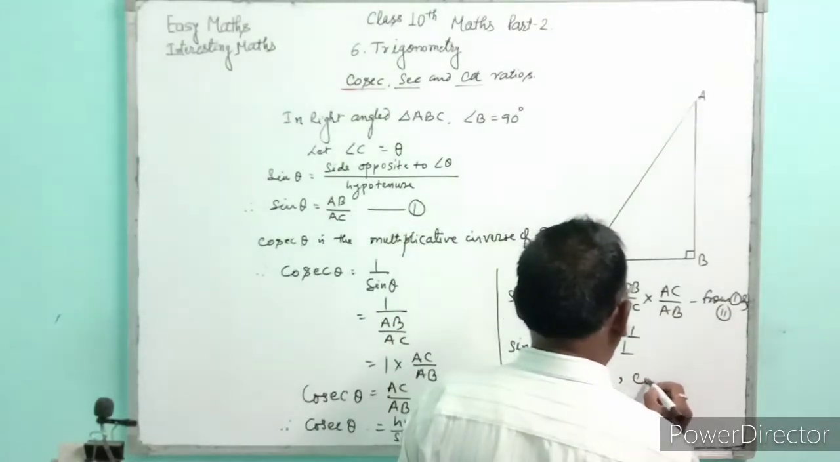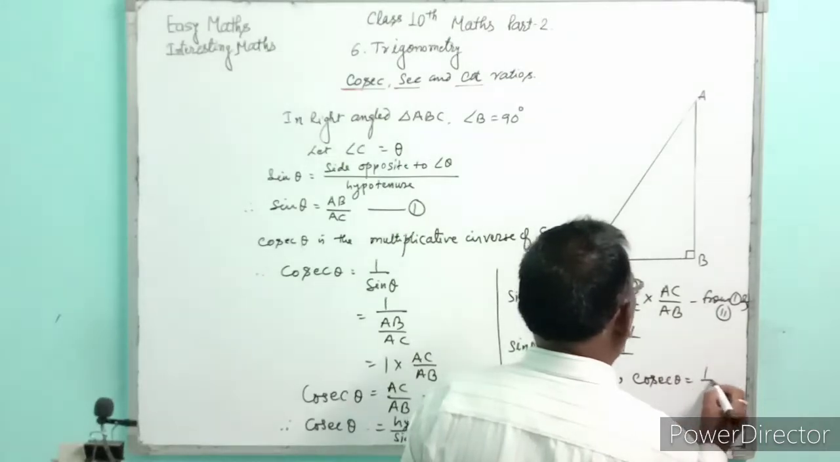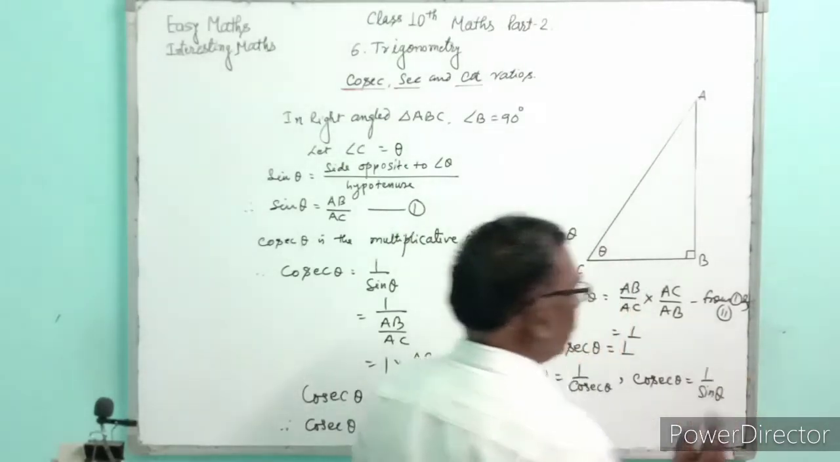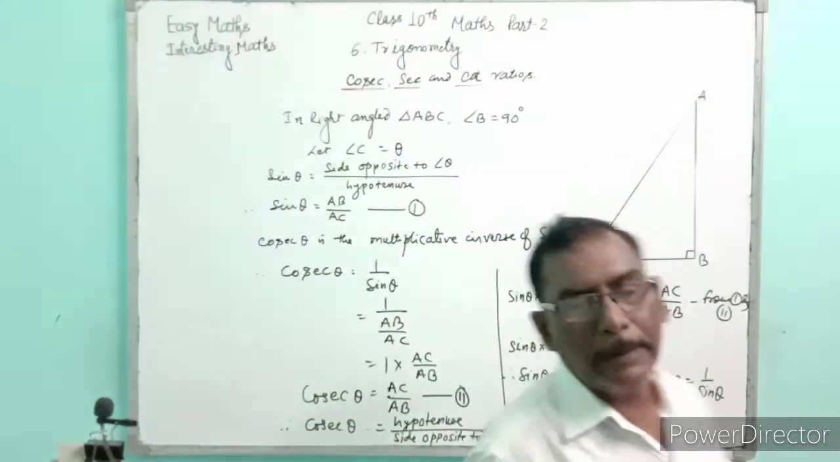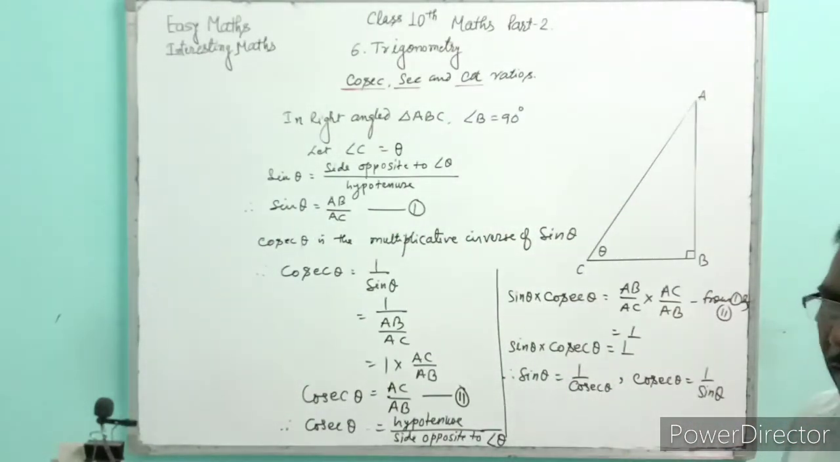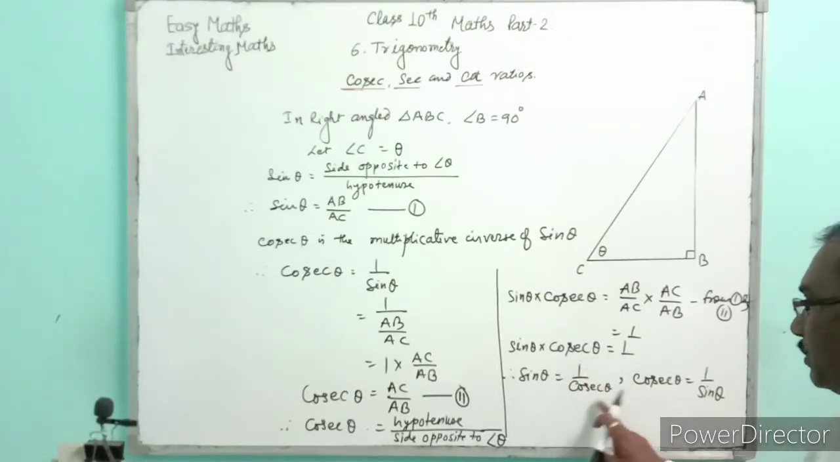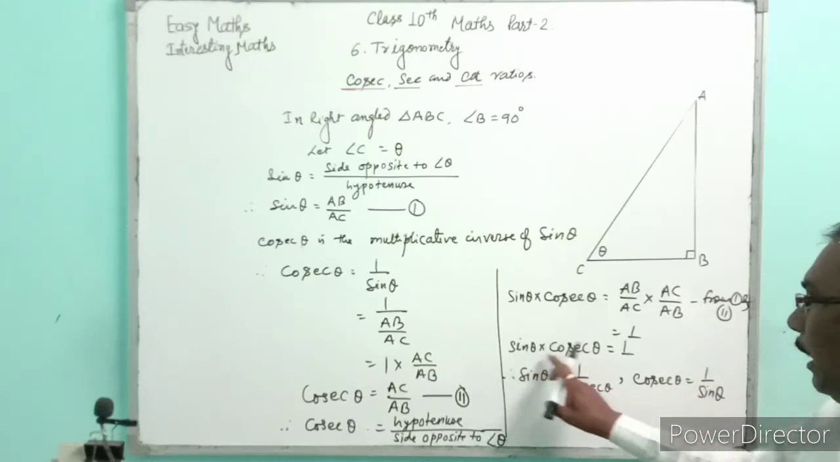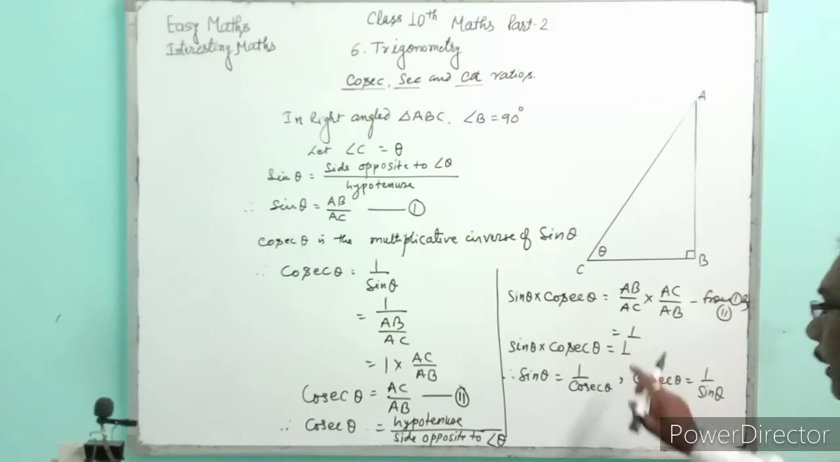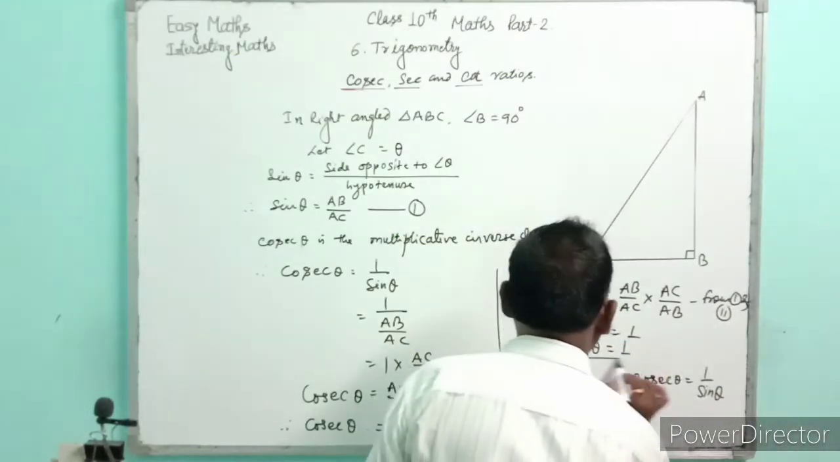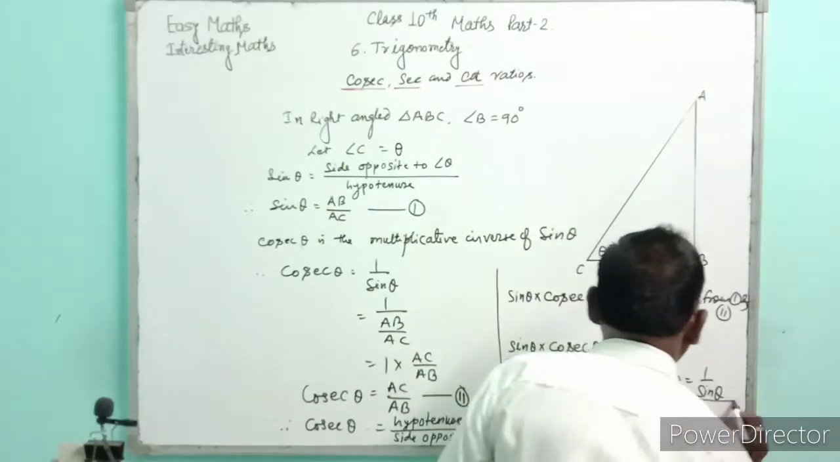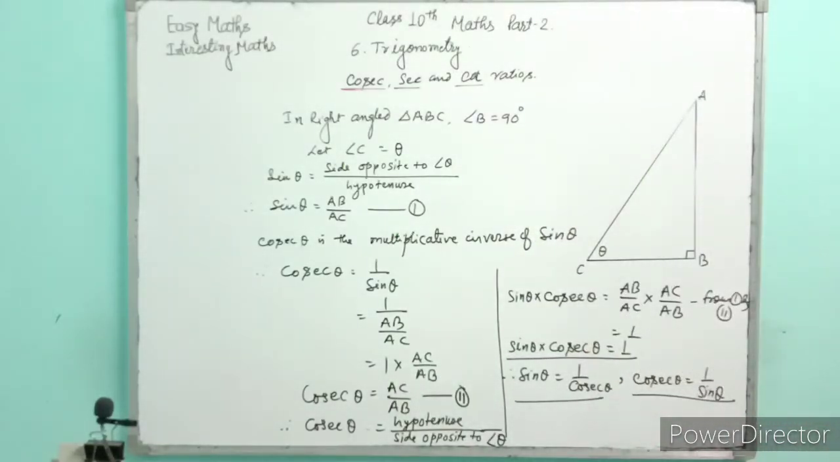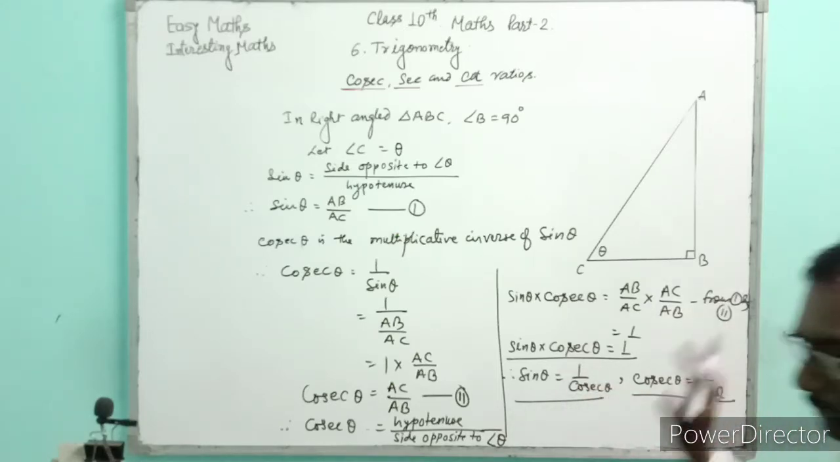Second, cosec theta is equal to 1 upon sin theta. This is the relation between sin theta and cosec theta. What is the relation between sin theta and cosec theta? Sin theta is equal to 1 upon cosec theta, and cosec theta is equal to 1 upon sin theta, and the product of sin theta and cosec theta is equal to 1. So, important: sin theta into cosec theta is equal to 1. Sin theta is equal to 1 upon cosec theta. Cosec theta is equal to 1 upon sin theta.